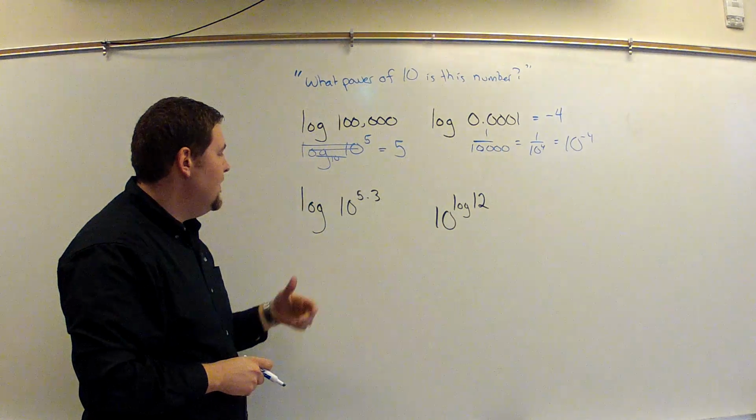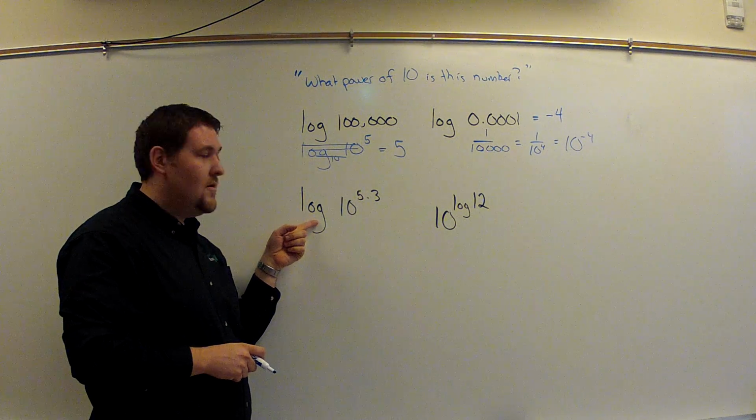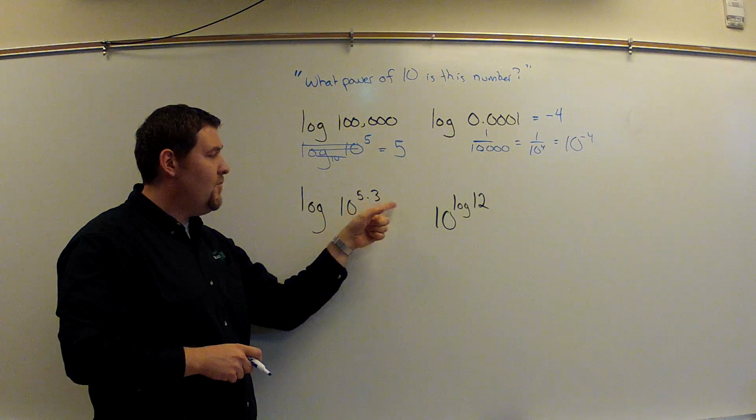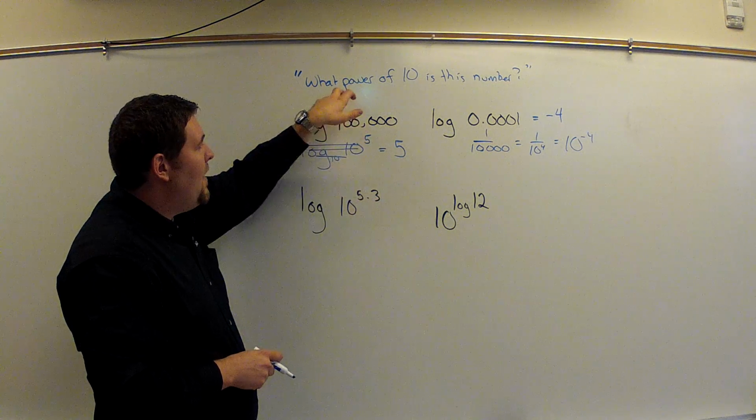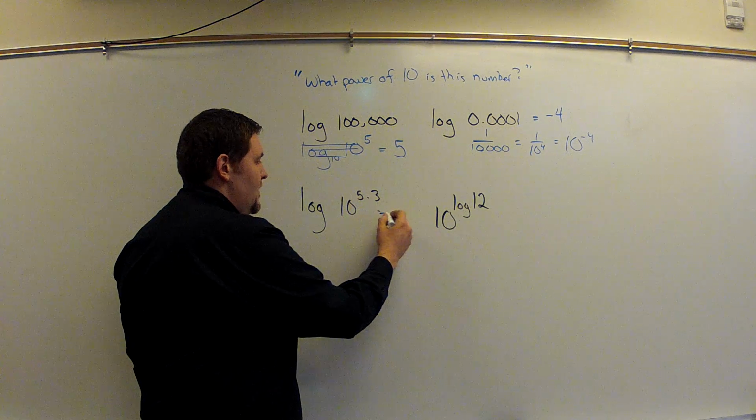Let's keep going. This expression is almost easier than the previous ones. It's known to be a common logarithm base 10, and we have 10 raised to the 5.3 power. What power of 10 is this number? 10 to the 5.3. The answer is 5.3.